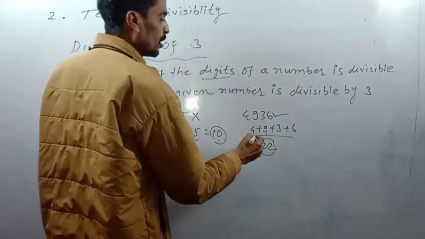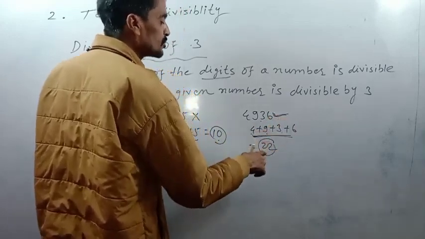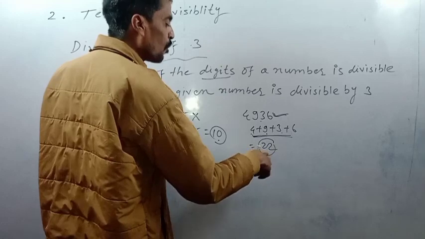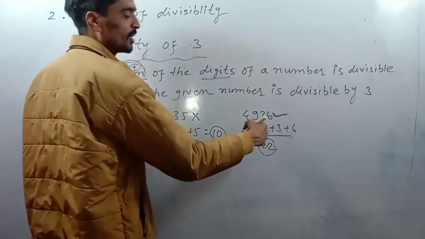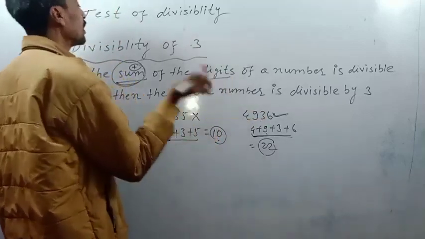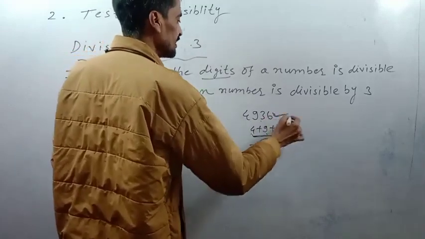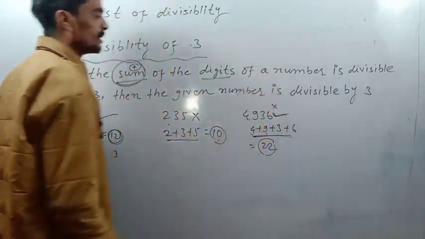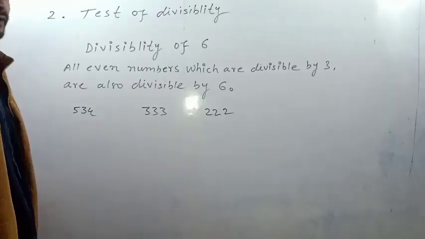Here the sum of the digits of the number is 22, and it does not divide by what? 3. So this number 4936 does not what? Satisfy the condition of 3's divisibility. So it is also not divisible by 3. I hope you understood it clearly.